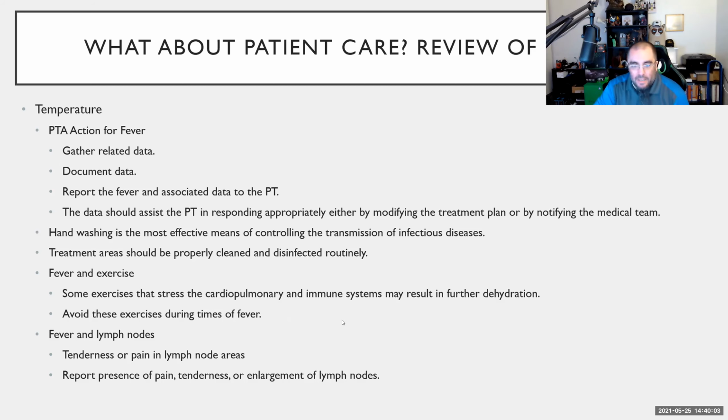Fever and exercise. Some exercises stress the cardiopulmonary and immune system that result in further dehydration, right? Avoid these exercises during fever. Running may not always be the best when you have a fever, right? Especially long distance running. Fever and lymph nodes. If the lymph nodes are swollen or tender, it's a good sign that the patient's got a disease or an illness.